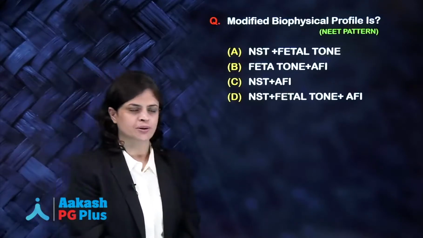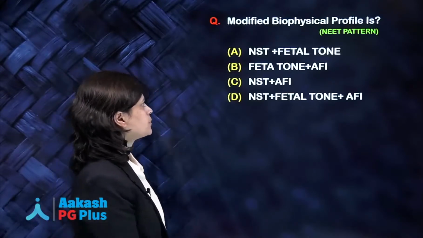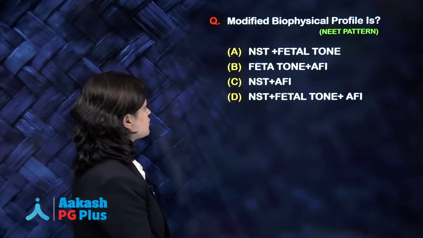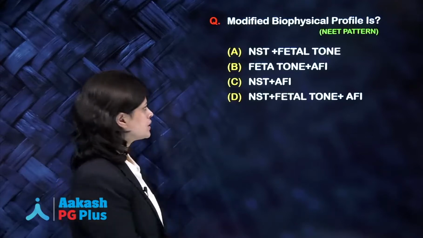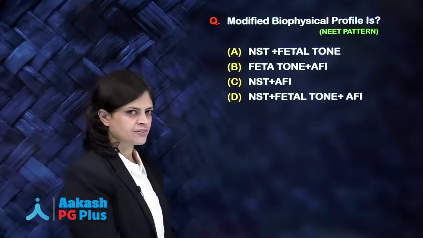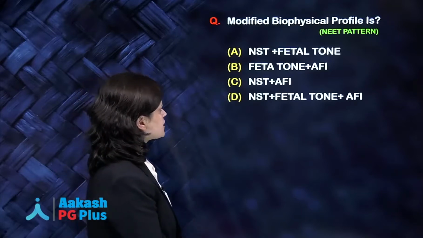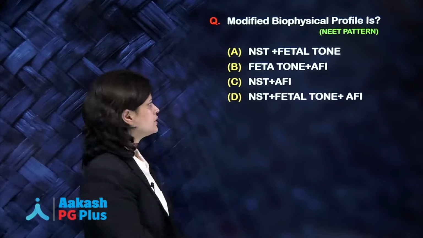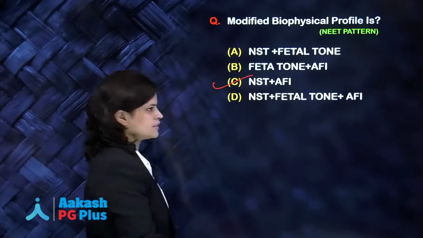What is modified biophysical profile? Is it the combination of NST with fetal tone, NST with AFI or amniotic fluid index, or NST plus fetal tone plus AFI? Here the correct answer is NST and AFI.